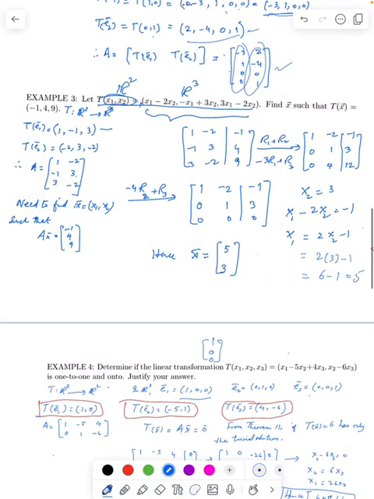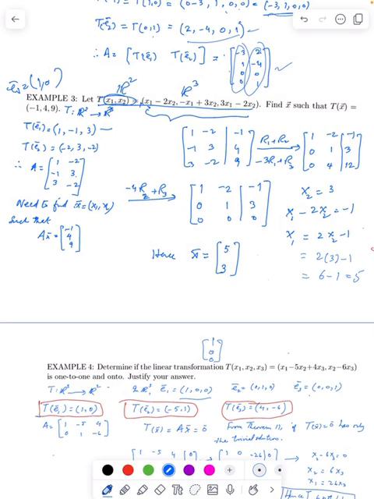So for the first one, which is e1, (1, 0), x1 is 1 and x2 is 0. I get 1 minus 2 times 0, which is 1. Then -x1 plus 3x2, so I get -1. And then 3x1 minus 2x2, so I get just the 3. So the first column of my matrix A will be (1, -1, 3). In the same way, I find the image of e2, which comes out to be (-2, 3, -2).